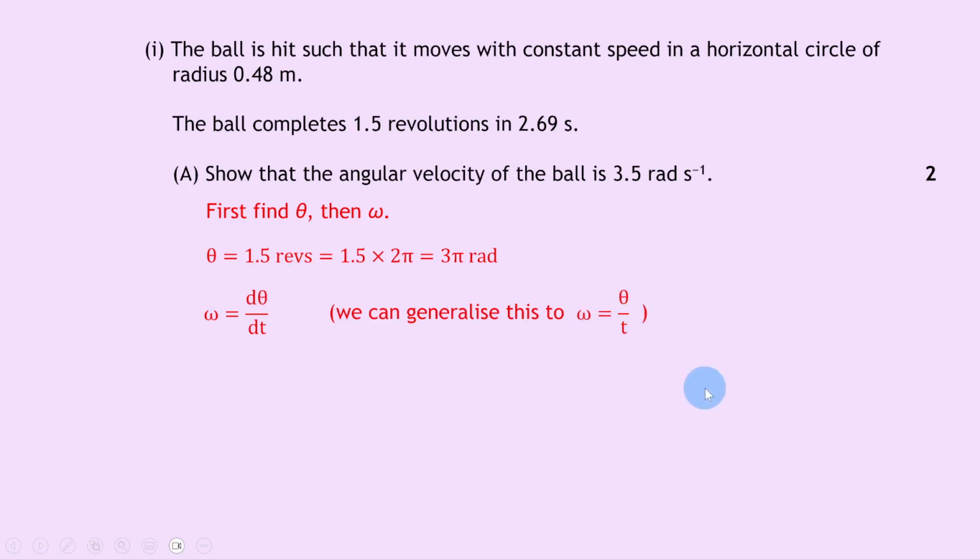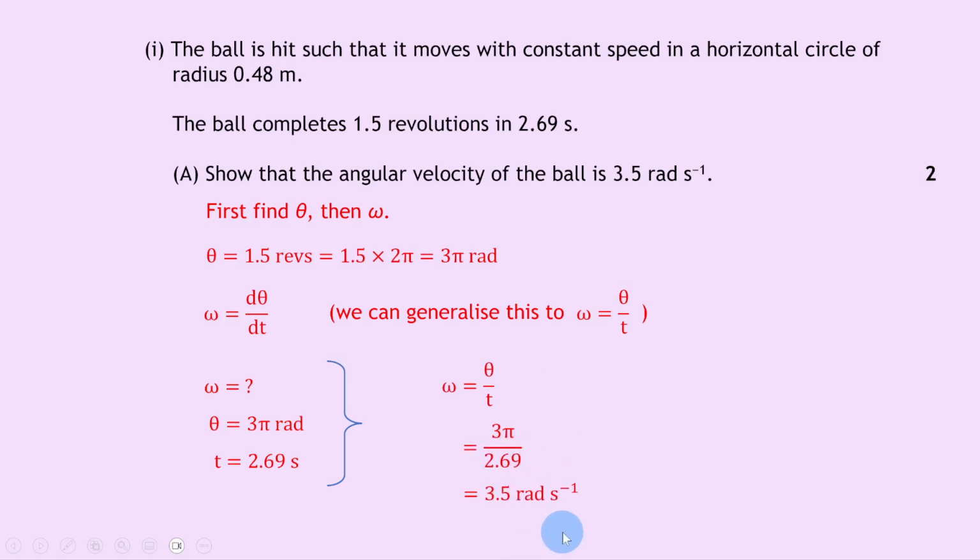So writing down what we know from the question, we're trying to find the angular velocity omega. Our angular displacement theta is 3 pi radians that we just worked out, and our time t is 2.69 seconds that was given in the question. So writing down this generalised equation, we have omega equals theta over t. Substituting in the numbers gives 3 pi divided by 2.69, and putting that into your calculator should give you the answer of 3.5 radians per second, as we were asked to show in the question.